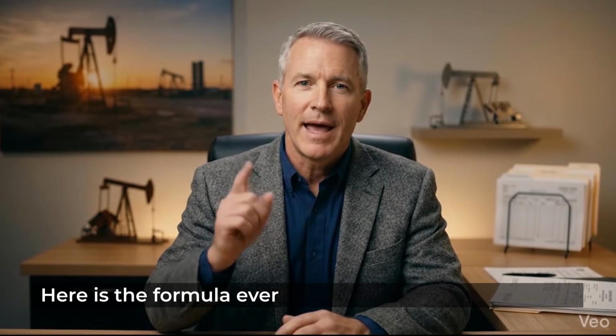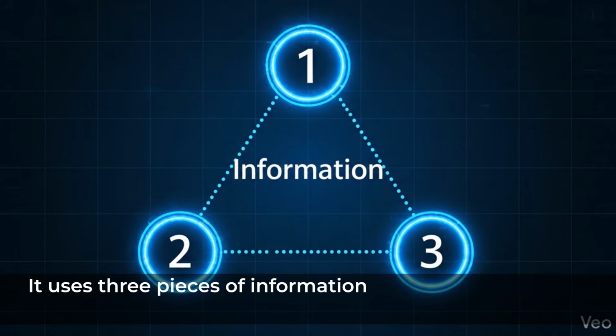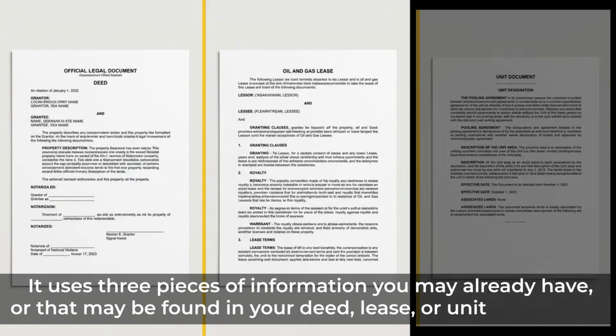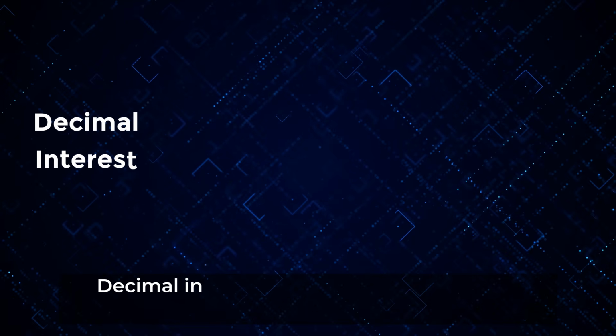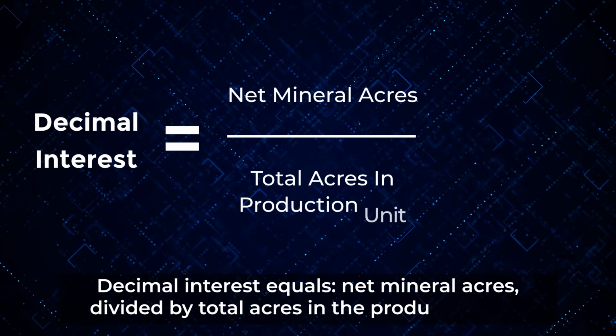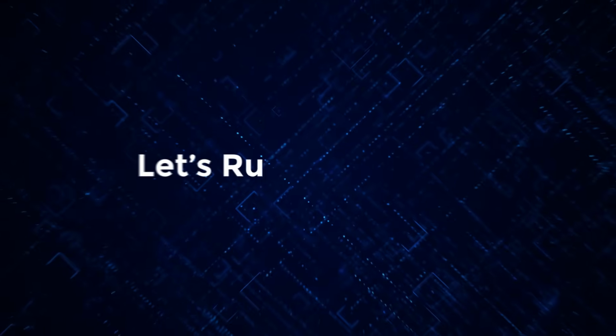Here is the formula every mineral owner should know. This is the base calculation. It uses 3 pieces of information you may already have or that may be found in your deed, lease, or unit documents. Decimal interest equals net mineral acres divided by total acres in the production unit multiplied by your lease royalty rate. Let's run through it.